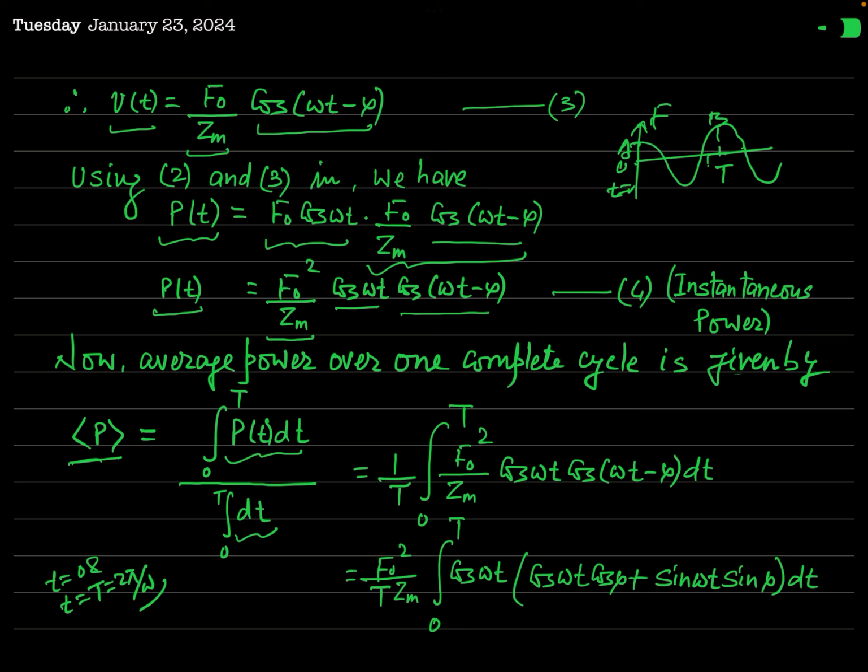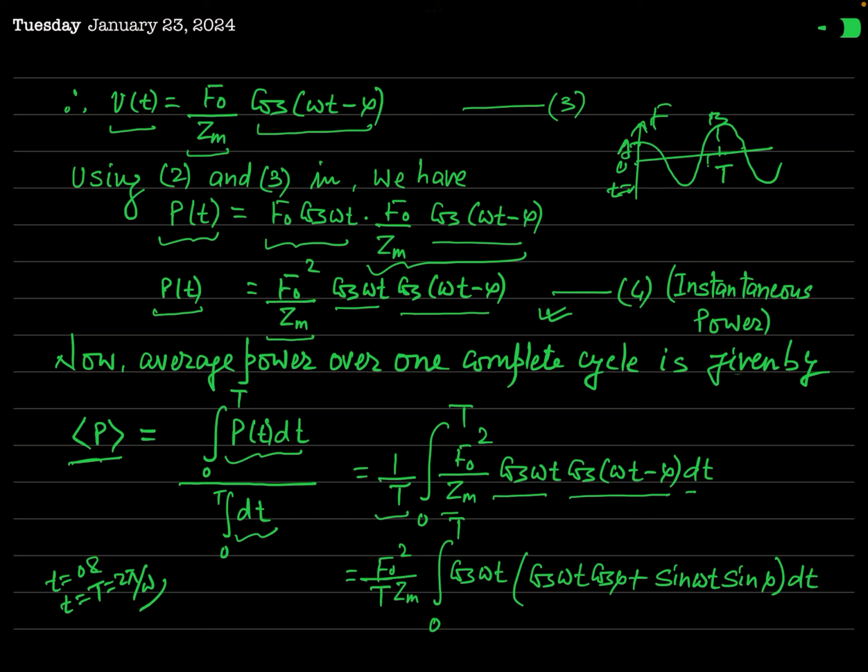Okay? But this integral of dt will be T, and when you put the limits, that will be simply capital T. So this average power is given by 1 over T times integral from 0 to capital T of F naught square by Zm cos omega t times cos omega t minus phi dt. Here the value of p of t has been substituted from this equation 4. Okay. Now this is a very simple integration. You can do it, but for your convenience, I have actually done this integration. But there is no need to do each and every step of this mathematics, because this is a simple integration and you can write directly the values of the integrals. Okay. Now, let us try to evaluate this integral.